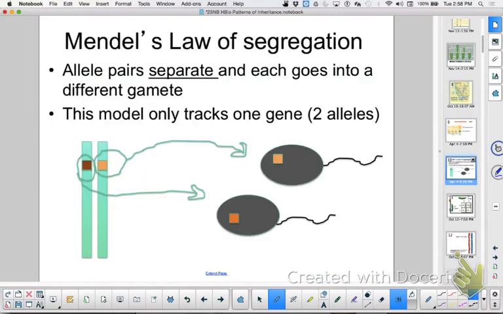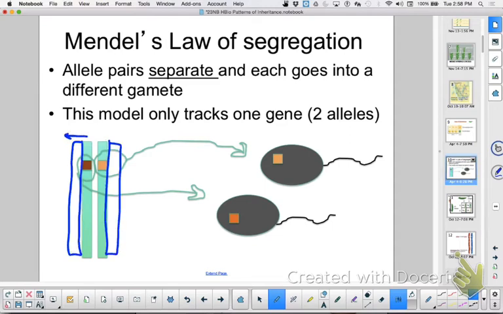Mendel's law of segregation. You're going to separate the homologous pairs. Now remember, it's going to be two divisions. In the first division, you would separate the homologous pairs, and in the second division, you would separate the sister chromatids. That would be meiosis.